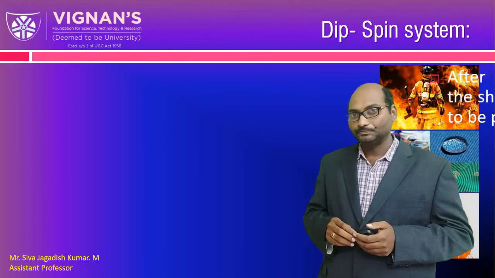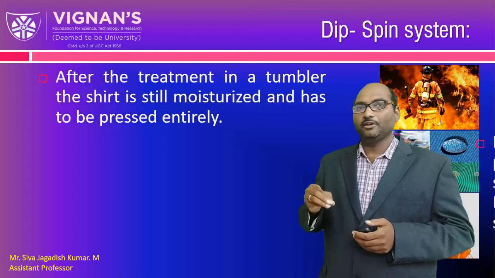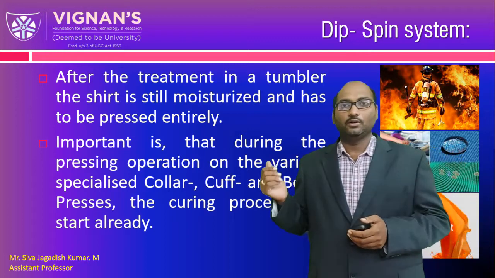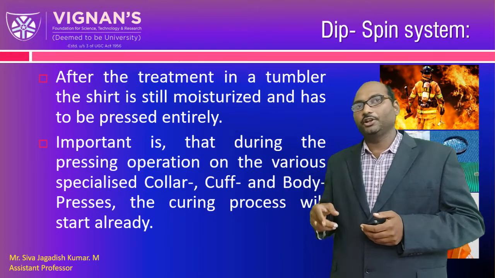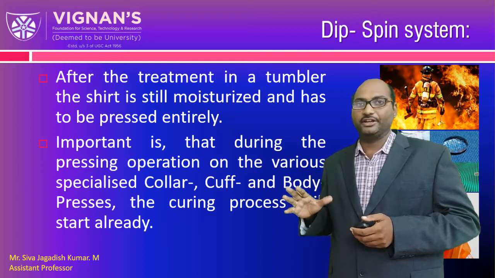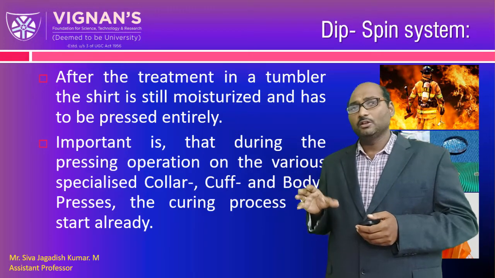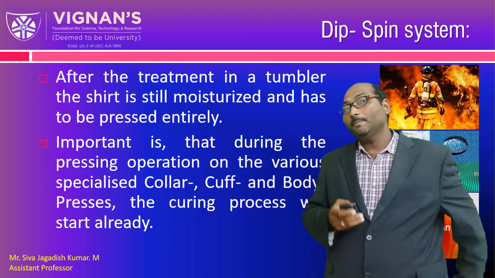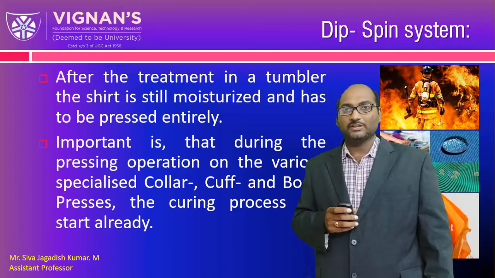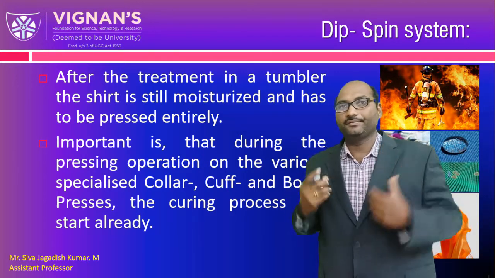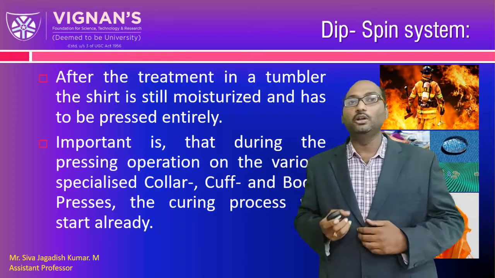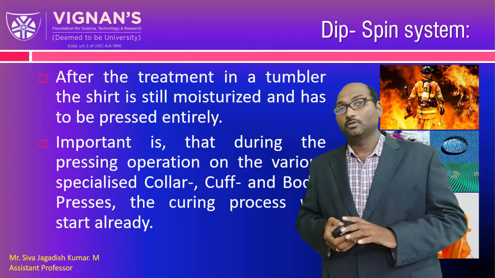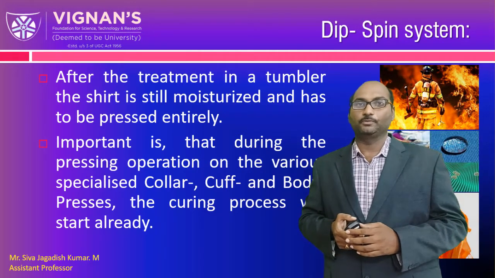In the dip spin method, once the treatment is done for 5 or 10 minutes, the shirt is transferred to a tumbling machine, where it is still moist and has to be pressed. Some amount of moisture will remain, and then the ironing takes place. The important thing is that during the pressing operation, specialized areas like collars, cuffs, body, or shoulders, wherever required, need to be pressed properly. Then it will be sent for curing.